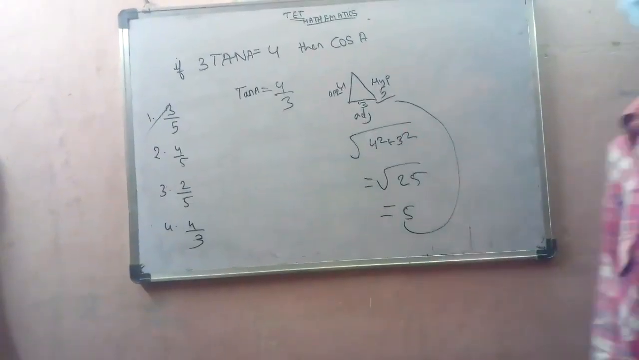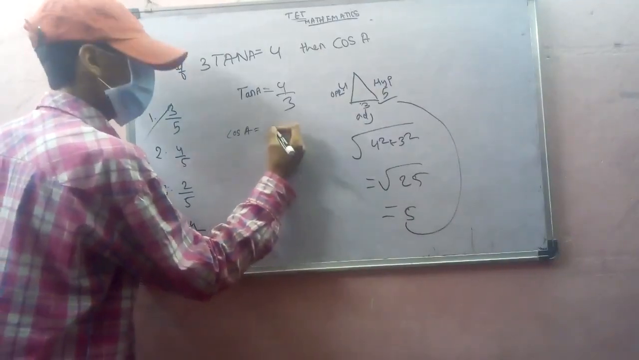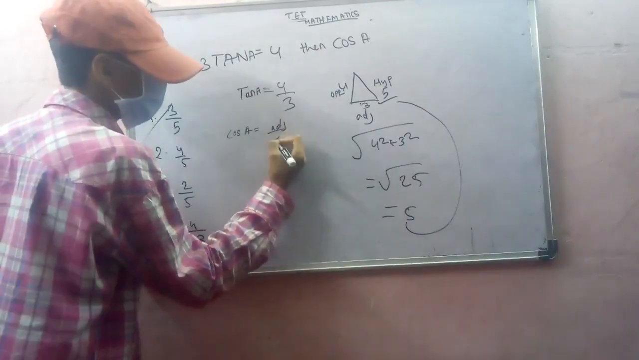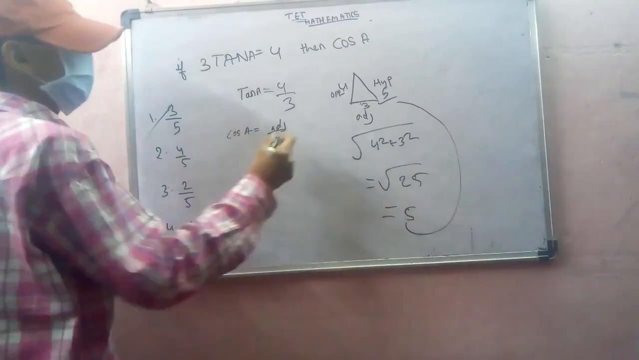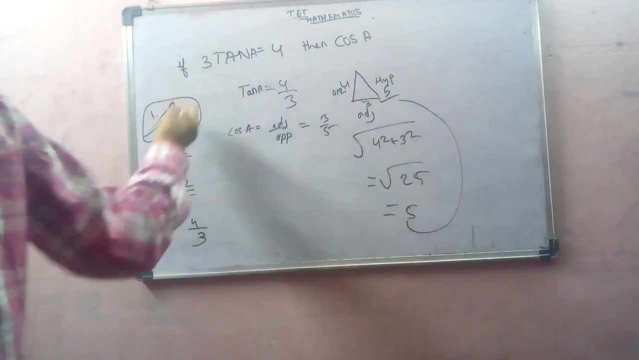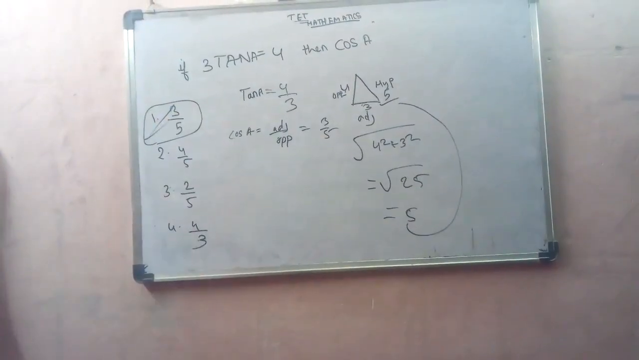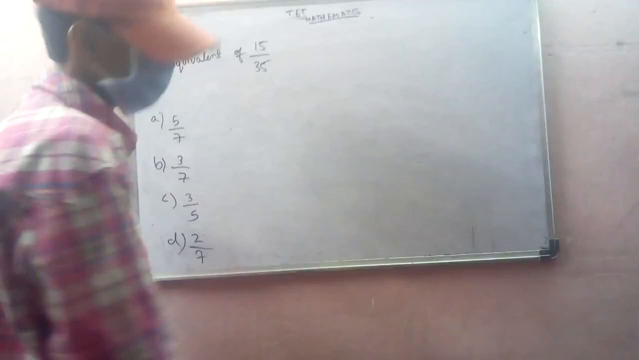Very good. So see here, cos theta or cos a equals adjacent by hypotenuse. Here adjacent is 3, hypotenuse is 5, so 3 by 5. Clear? Equivalent of 15 by 35.